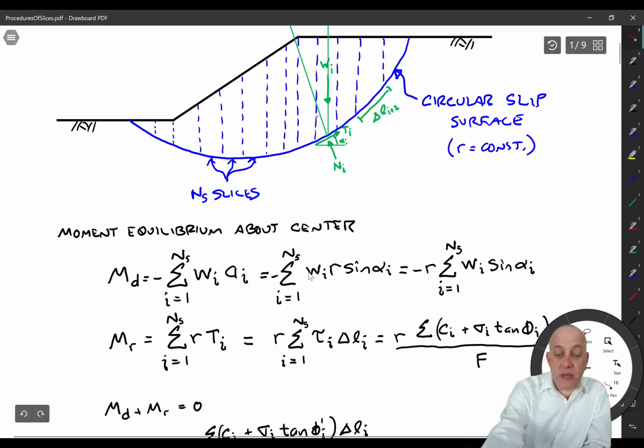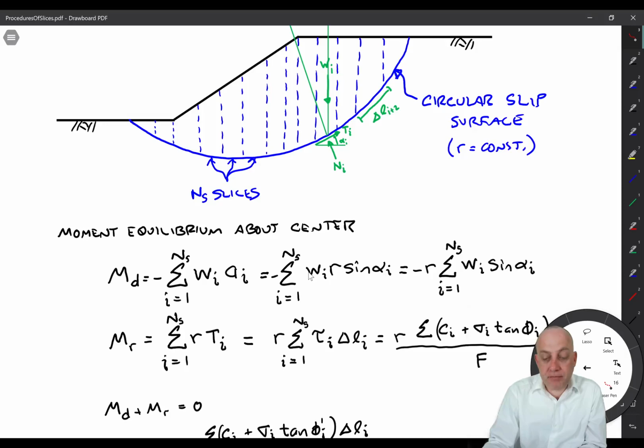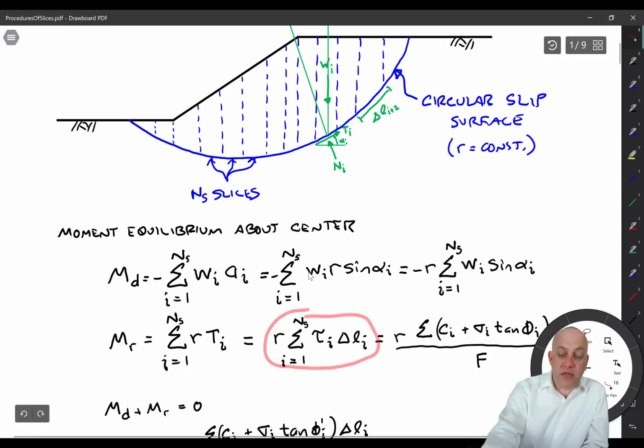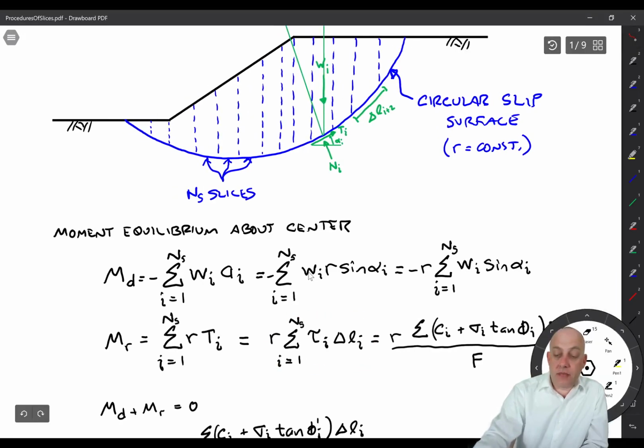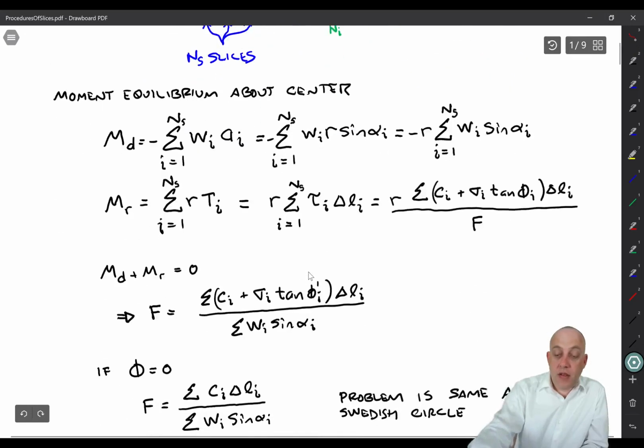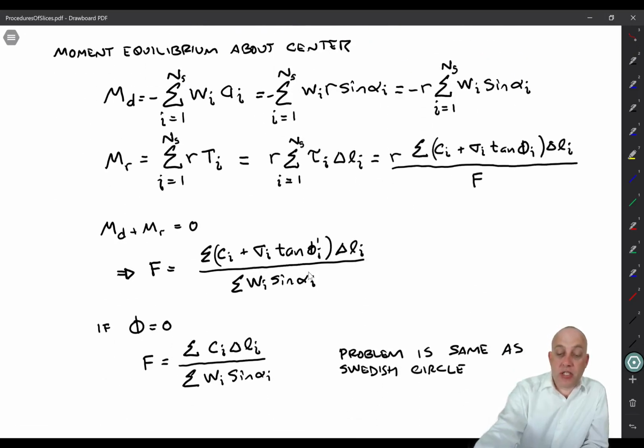Okay, the width would be measured horizontally. That's usually called lowercase b. Delta L is actually the base length measured along the angle alpha. So here you would have R times the summation of tau I, delta L of I, and then we can substitute in our expression for shear strength here for tau.